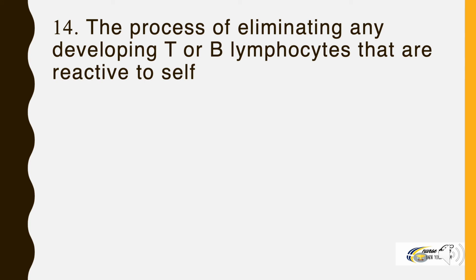The process of eliminating any developing T or B lymphocytes that are reactive to self is called central tolerance. Through elimination of autoreactive lymphocytes, the tolerance ensures that the immune system does not attack self-peptides.